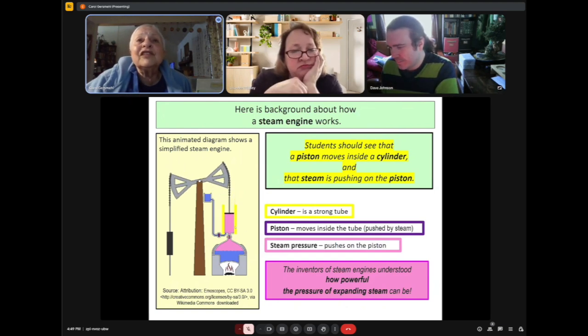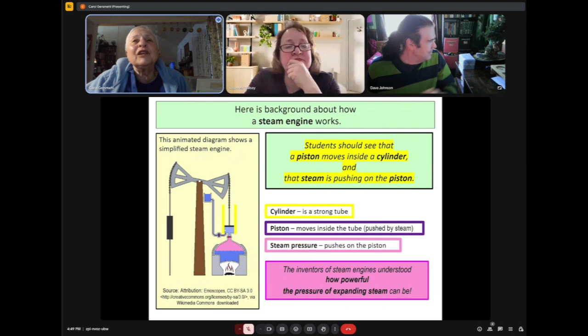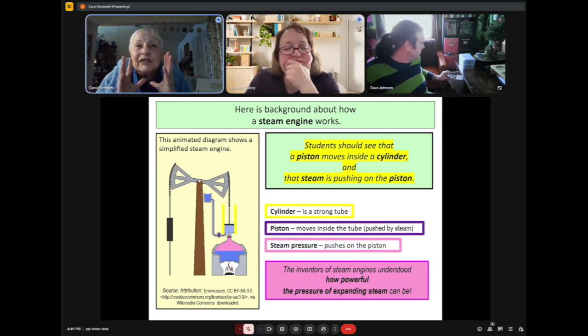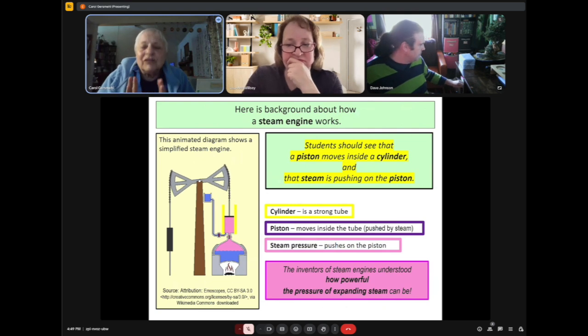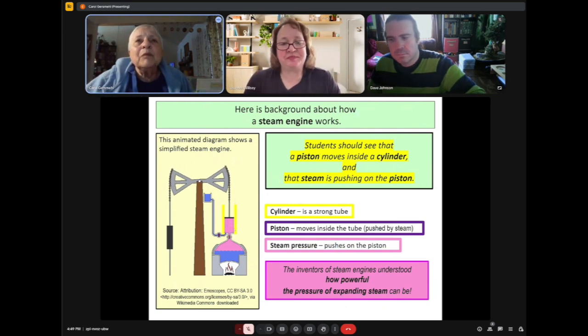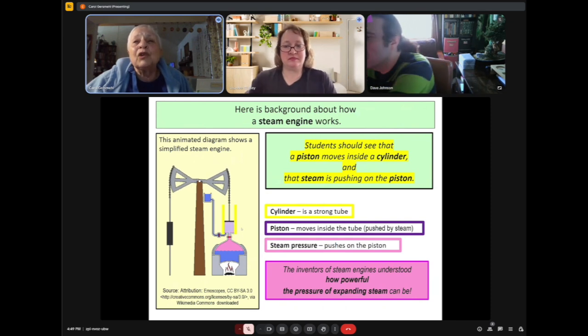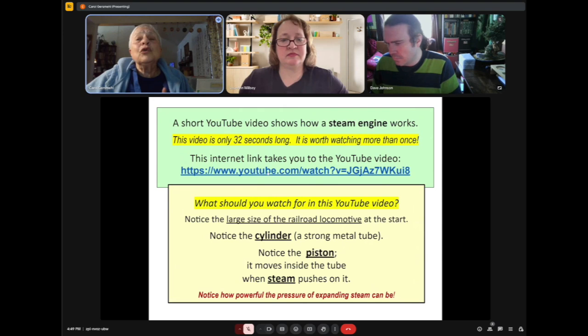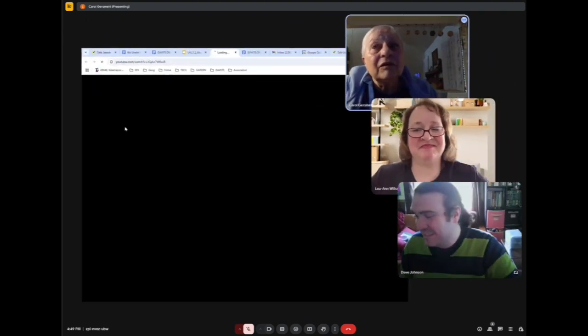This cylinder that I highlighted with yellow had to be very strong and very tight so that the piston could go up and down because of the expanding pressure of the steam. I can show you a 32-second video.